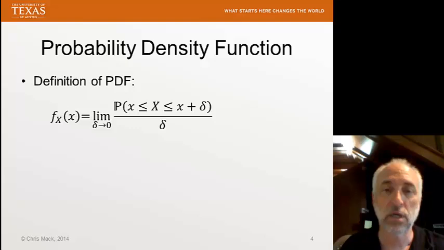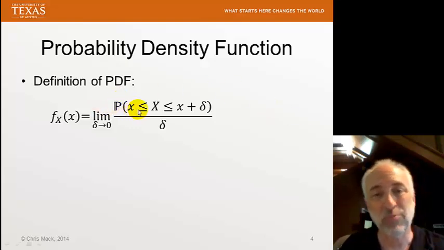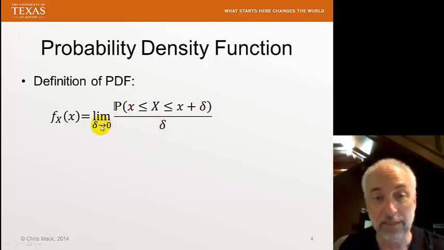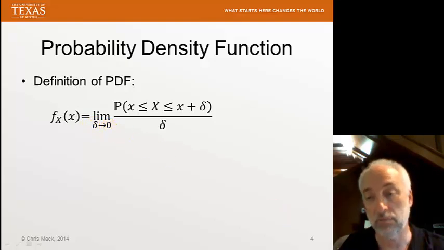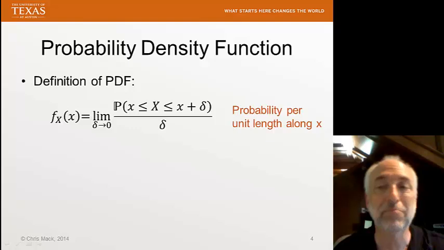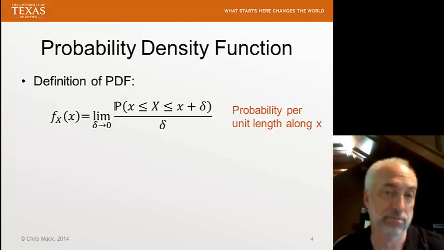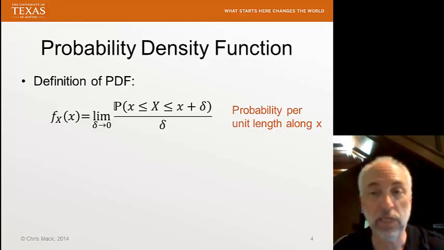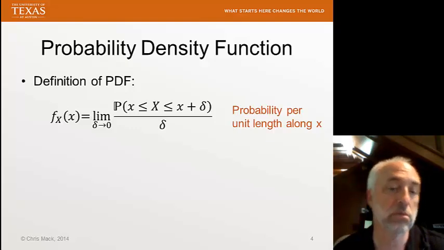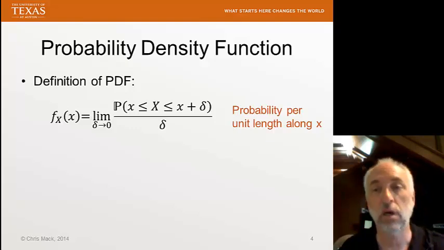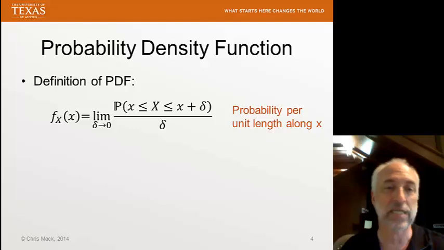The PDF, by definition, is the probability that a random variable x is between a number and that same number plus delta, divided by delta in the limit as delta goes to 0. In other words, the PDF is the probability per unit length along the x-axis. And we let delta, the distance between x values, go to 0 to create a continuous variable along the x-axis.